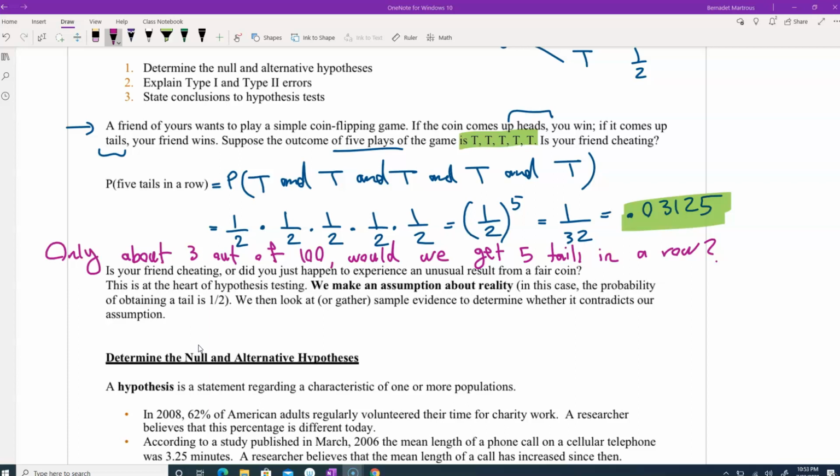So this is at the heart of hypothesis testing. For this part, we're going to use hypothesis testing. We're going to make an assumption about reality, and then look at sample evidence to determine whether it contradicts our assumption.